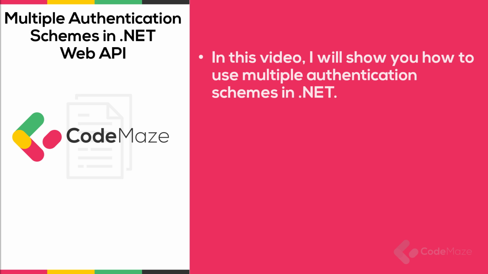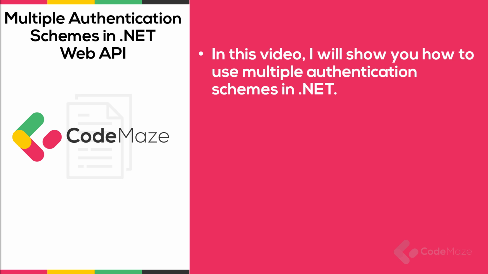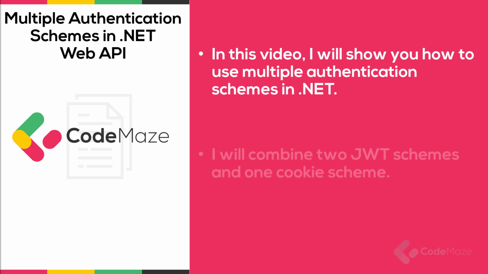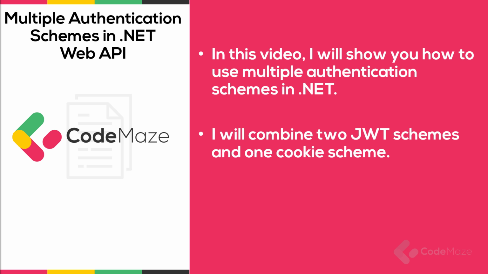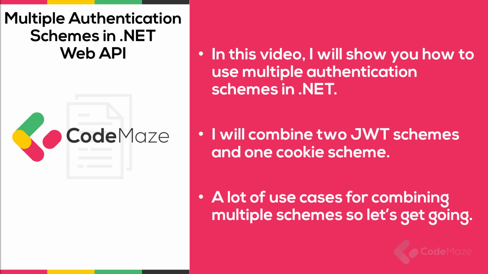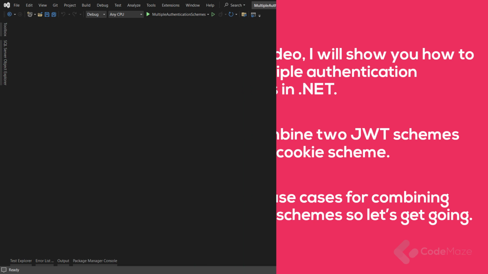Hi everyone! In this video, I'm going to show you how to use multiple authentication schemes in .NET. I will combine two JWT or JsonWebToken schemes and one cookie scheme to show you how multiple authentication schemes can be implemented inside the Web API project. Of course, there are a lot of use cases for combining multiple schemes, so let's start.